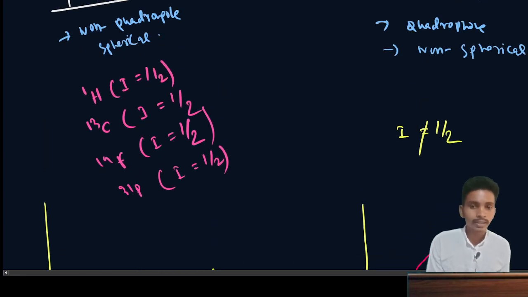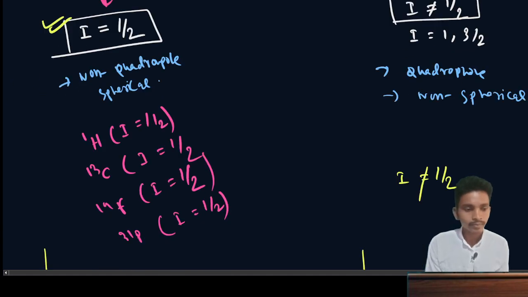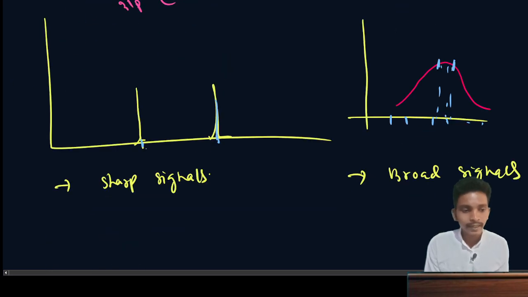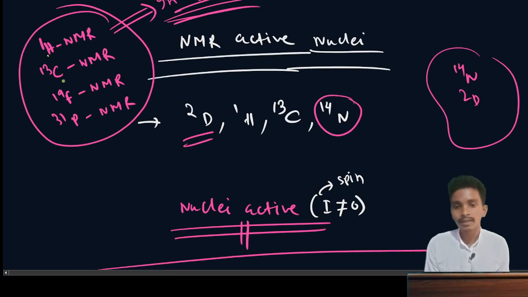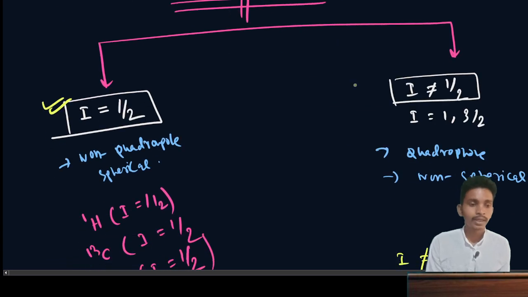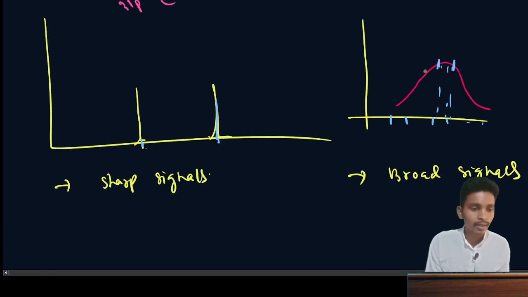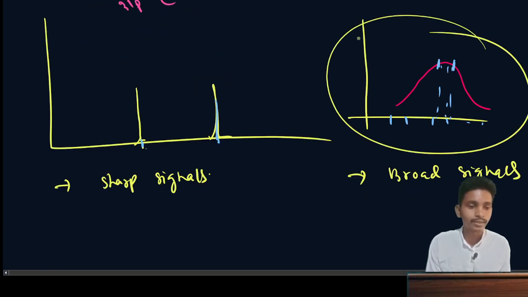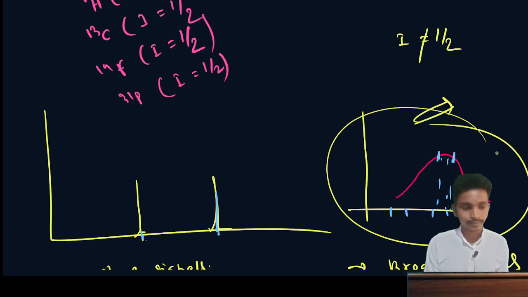That's why whenever I is equal to half, we get sharp signals, and the types of NMR we have are 1H NMR, 13C NMR, chlorine NMR, and phosphorus NMR. And whenever I is not equal to half, I may be any value other than half, in that case we get non-spherical nuclei, and the signals we get are broad signals. So this is not useful, that's why we will not see this type of NMR in the labs or in any industries.